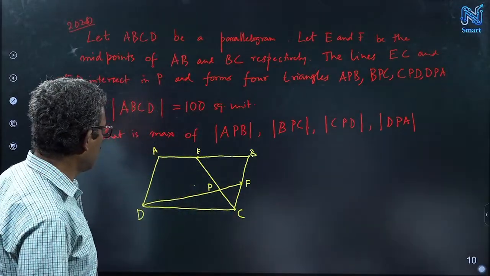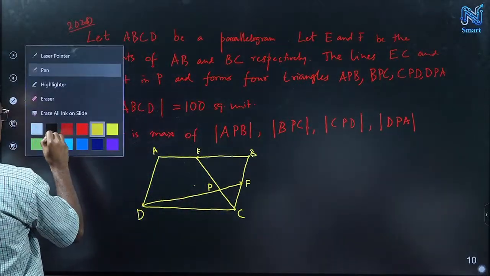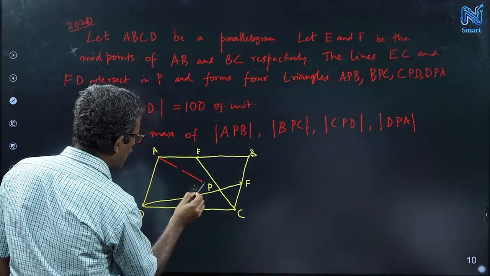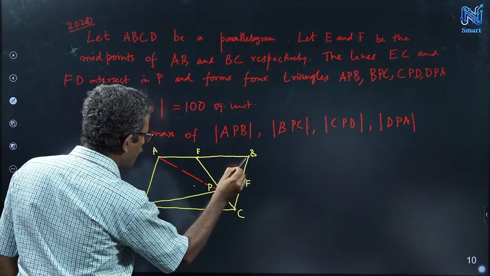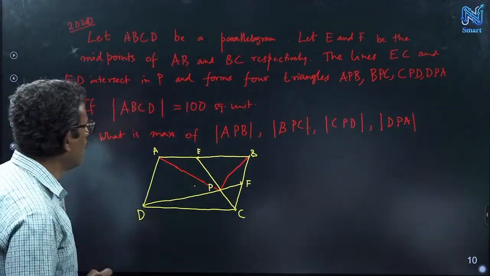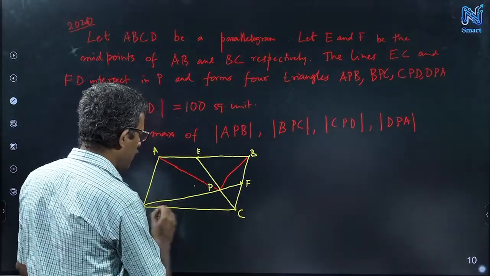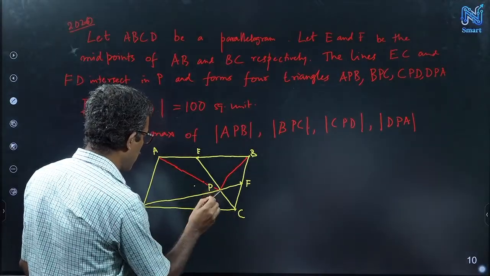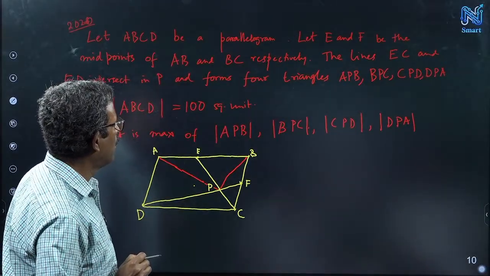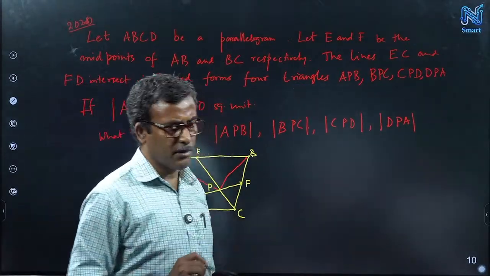Three triangles are there, right? What are the three triangles? Sorry, four triangles. APB, BPC already there, CPD and DPA. The fourth triangle is there. So what is the maximum value of this? So total area is 100.